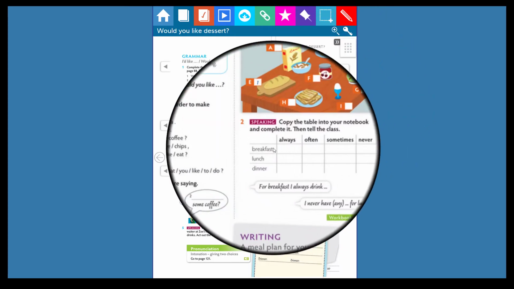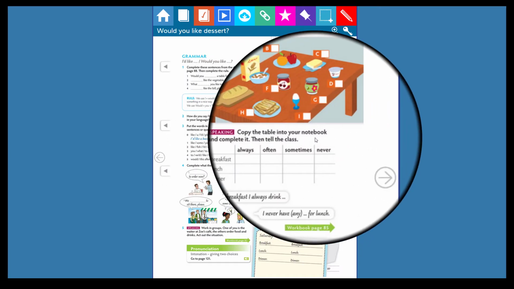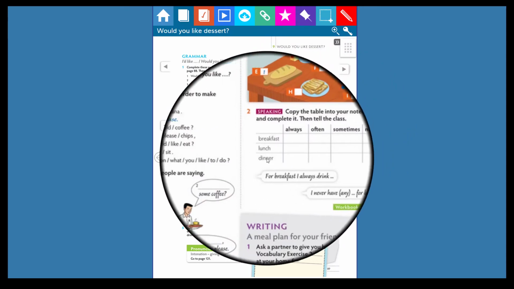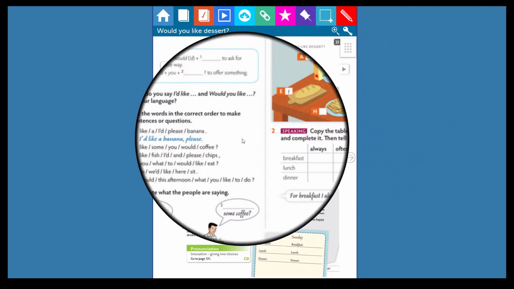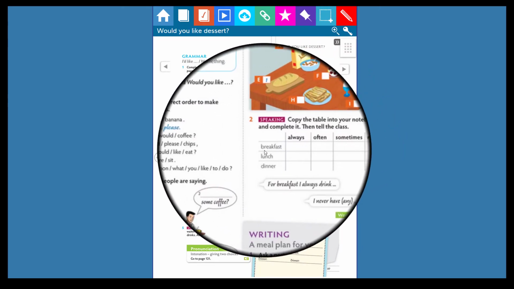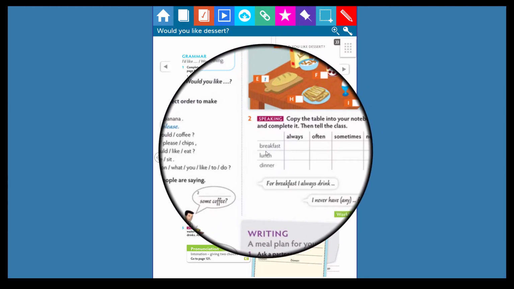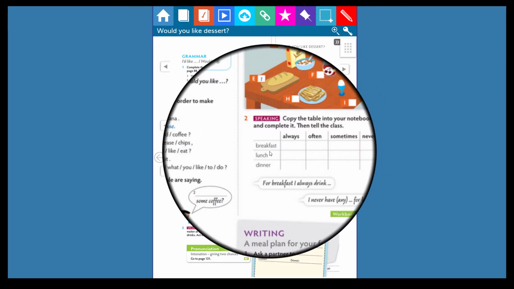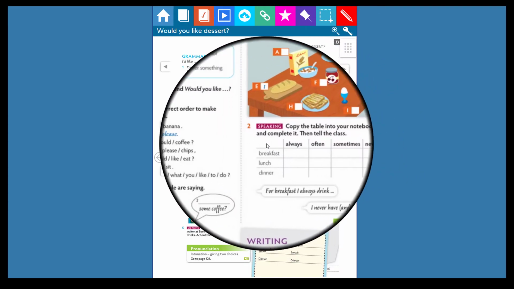Okay, so now we're going to continue with activity 2. Copy the table into your notebook and complete it. Then tell the class. Okay, so the idea of this activity is that you copy this table in your notebooks and you have to complete it. So you're going to say, for example, what do you always eat for breakfast? What do you often eat for breakfast? Sometimes and never eat for breakfast.